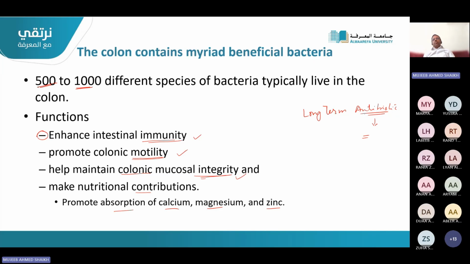So this is how the improper or uncontrolled use of antibiotics will make the problem related to the large intestine or for the motility, absorption, and digestion purposes. Okay.